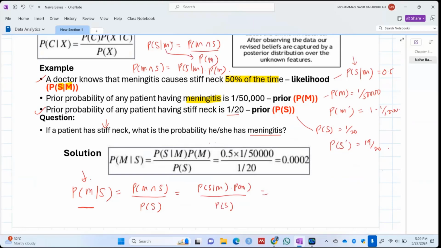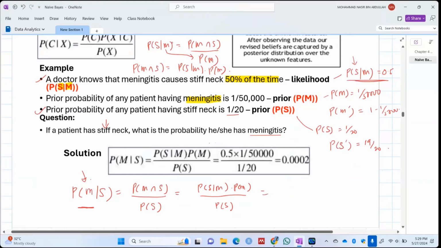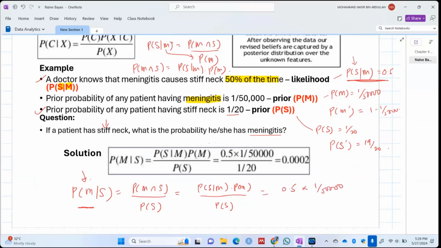So the probability of S given M is 0.5, multiplied with the probability of M, 1 over 50,000, divided by the probability of S, 1 over 20. So this should be equal to 0.0002. Right? Okay. Just an introduction to Bayes theorem. Not yet naive Bayes classifier. So we will apply this concept.